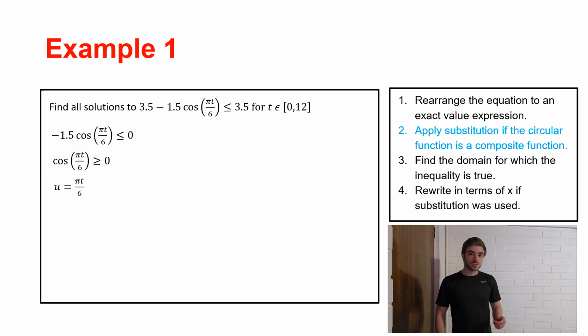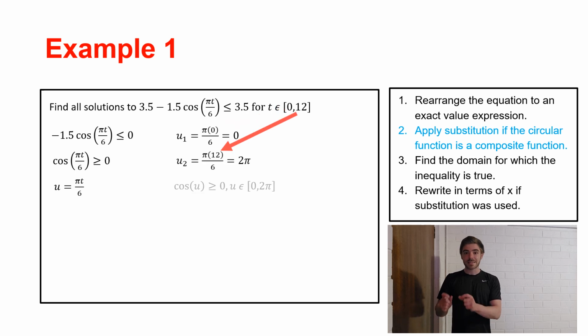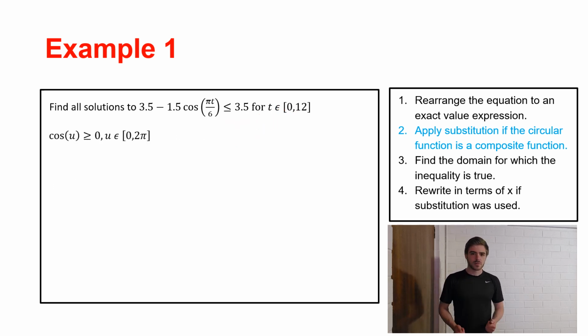From here, we need to rewrite our old t domain in terms of u to make sure that all the transformation factors that are affecting the t are now reflected in our new domain. And we do that by subbing in the lower and upper bound of our t domain into our u equation to convert those t values into u values. From here, we have a fairly tame looking statement, but we're not out of the woods yet. Next, we need to figure out the domain of solutions for which the inequality is true.